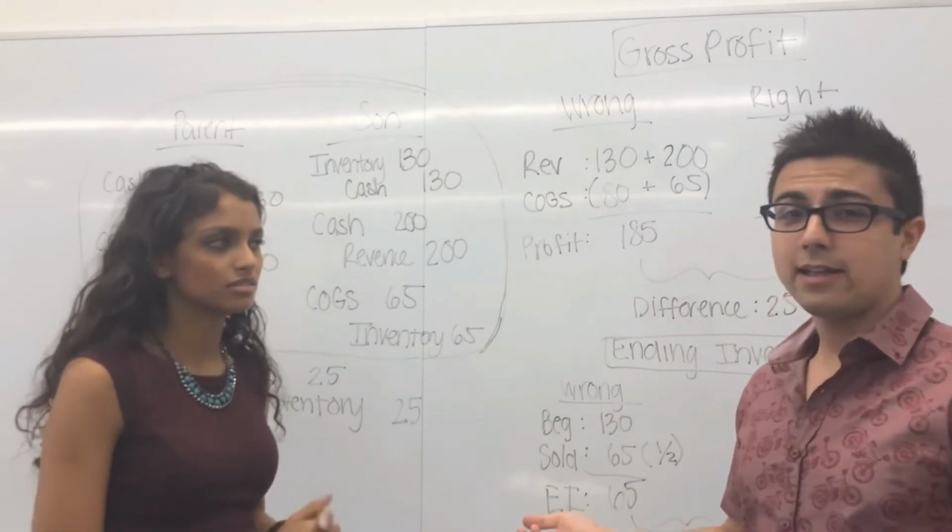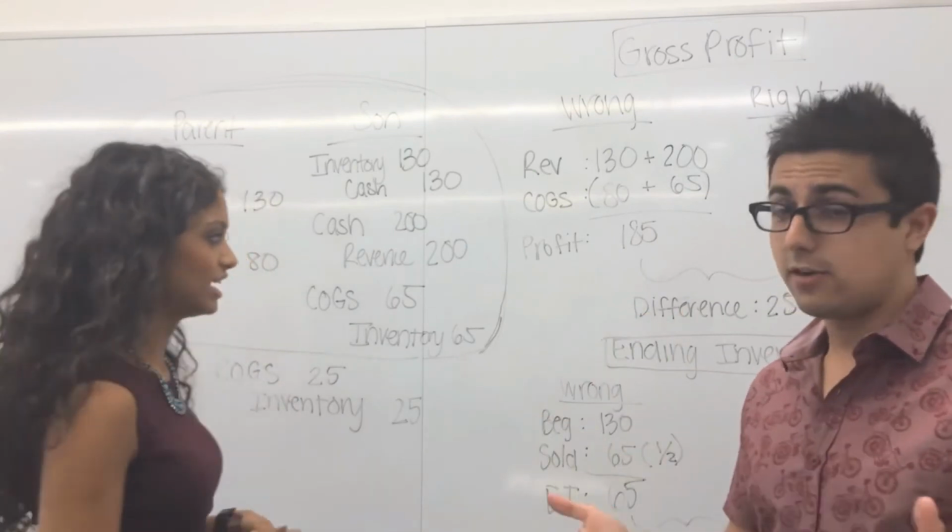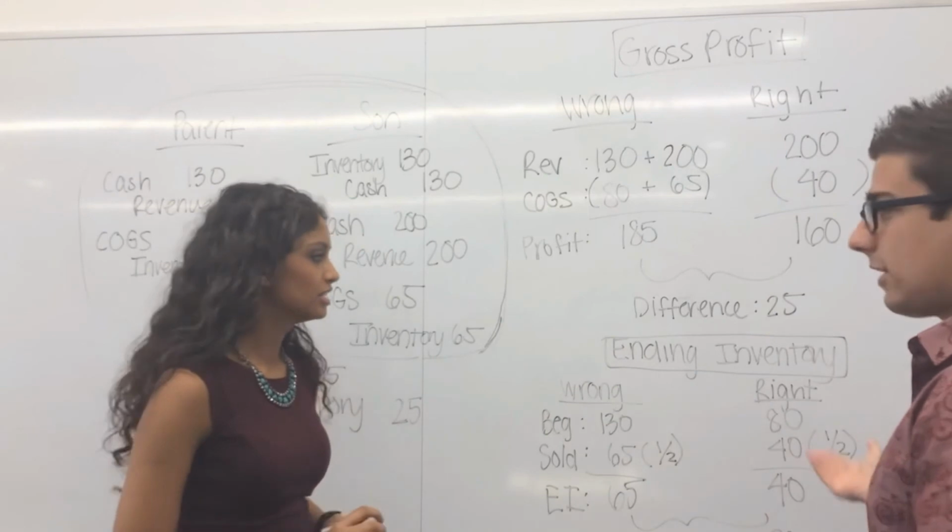And in accounting, we're downers, right? We need to bring it back to conservatism. Conservatism, exactly. So, Son, could you please talk about ending inventory?